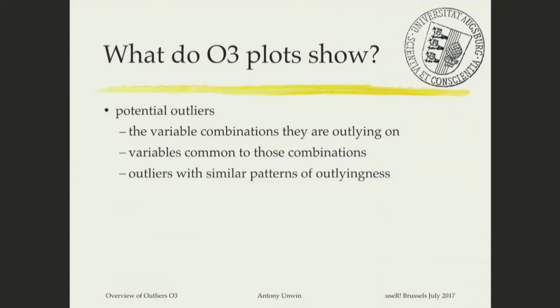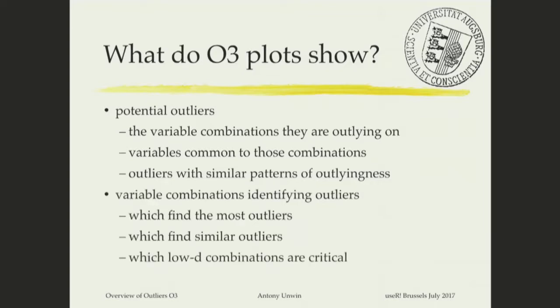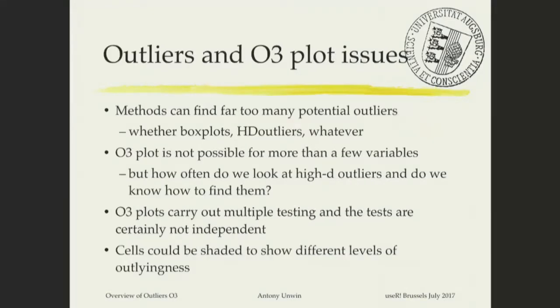So what am I claiming these plots show? Well, potential outliers, the variable combinations they're outlying on, variables common to those combinations, outliers with similar patterns of outlyingness, and we can also look at the variable combinations identifying outliers, finding the most outliers, finding similar outliers, and which low-dimensional combinations are critical. And if you've been thinking about this as well, I've obviously done quite a lot of sorting. I've sorted to get those blue dotted lines. I've then sorted within that. I've also sorted the columns, all to make sure that I get some kind of reasonable picture.